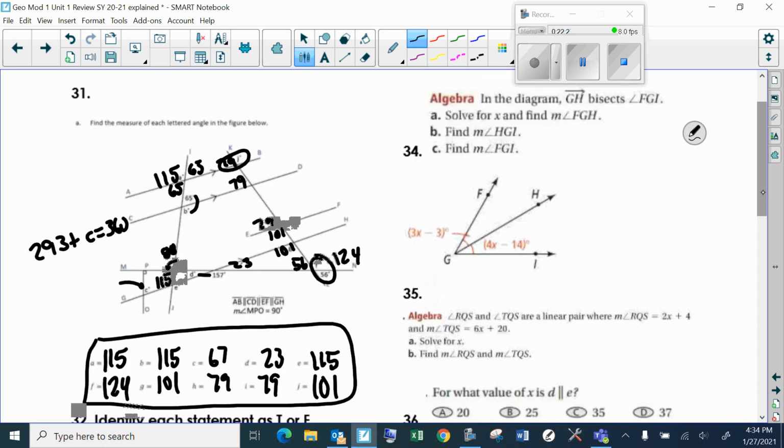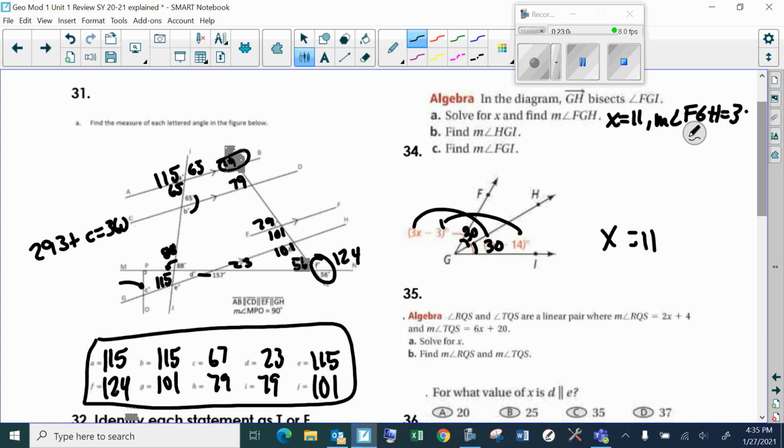In the diagram, ray GH bisects. That's why you see the congruent symbols right here. Bisects means splits in half, so that means they're equal. So set them equal to each other. Subtract that across, add the 14 across, x is 11. 33 minus 3 is 30 degrees. So each of these is 30 degrees. So A says solve for x, and the measure of angle FGH is 30. X equals 11, and measure of angle FGH equals 30 degrees.